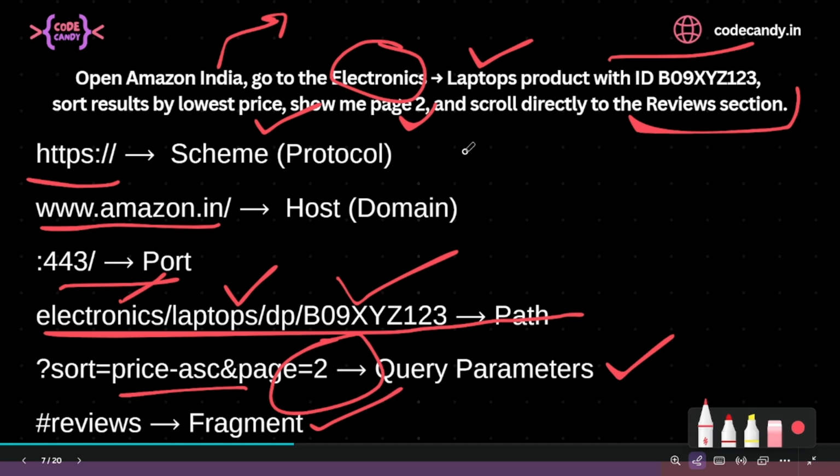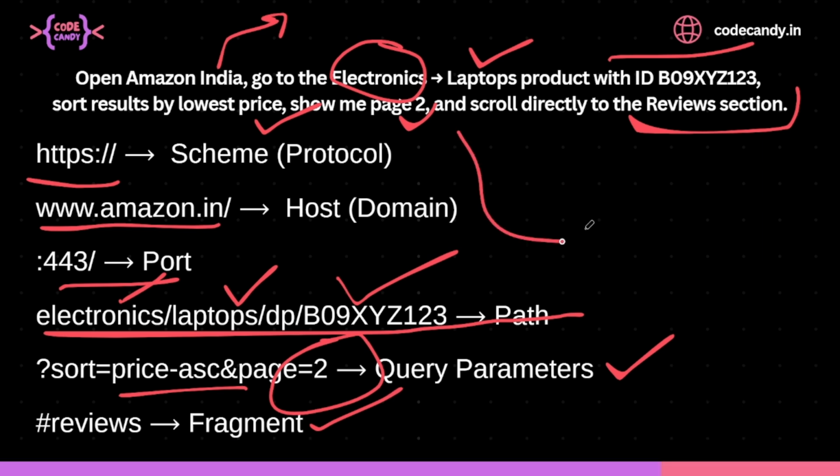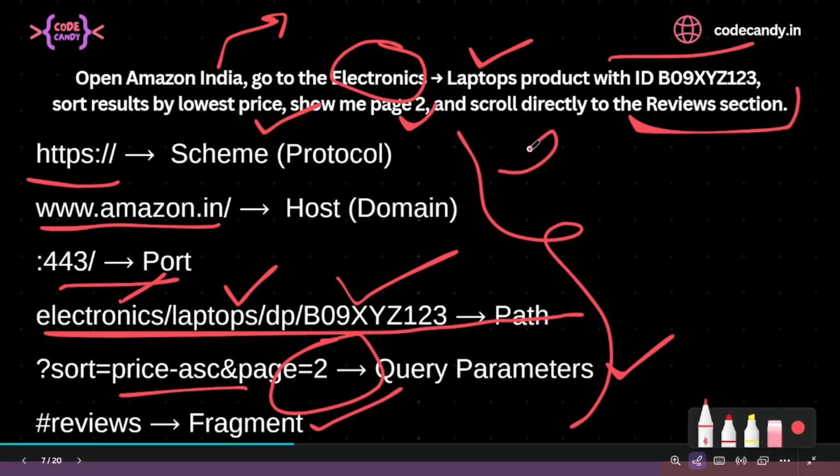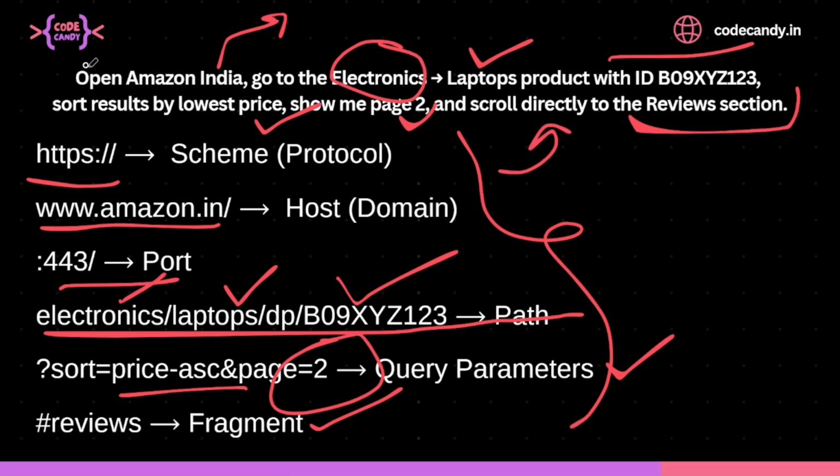Every part has a purpose and helps the browser get exactly what you want. Open Amazon India, go to electronics, laptop product with ID, sort results by the lowest price, show me page number 2 and scroll directly to the review section. This entire line is in the form of human language.